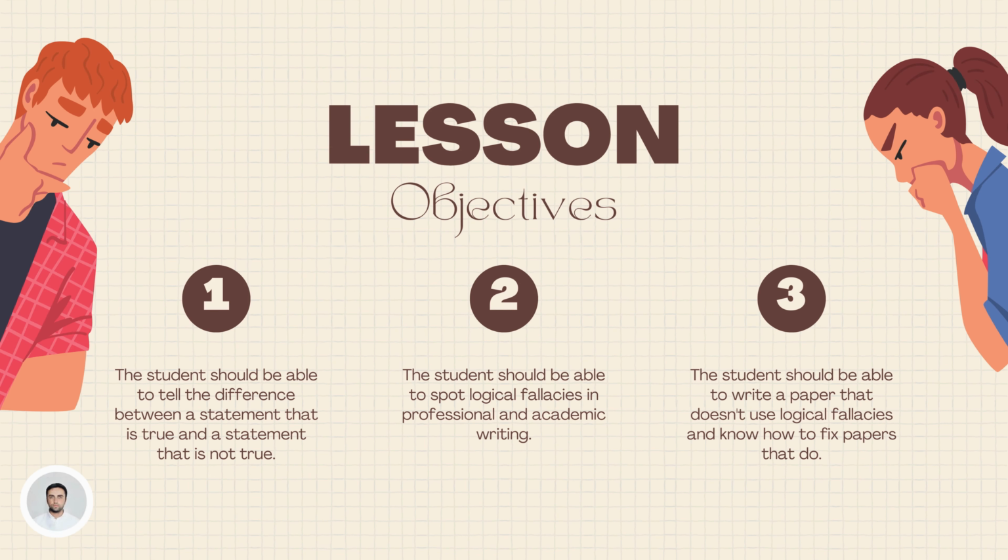The objectives of this lesson are three. The first one is that by the end of the class the students are going to see the difference between a statement, an opinion, and a fact. The second one is that students are going to spot logical fallacies from a student's perspective, perhaps in academic writing and reading passages, in speaking and listening as well. And the third objective is that students are going to be able to write a paper that doesn't use logical fallacies and know how to fix papers that do.